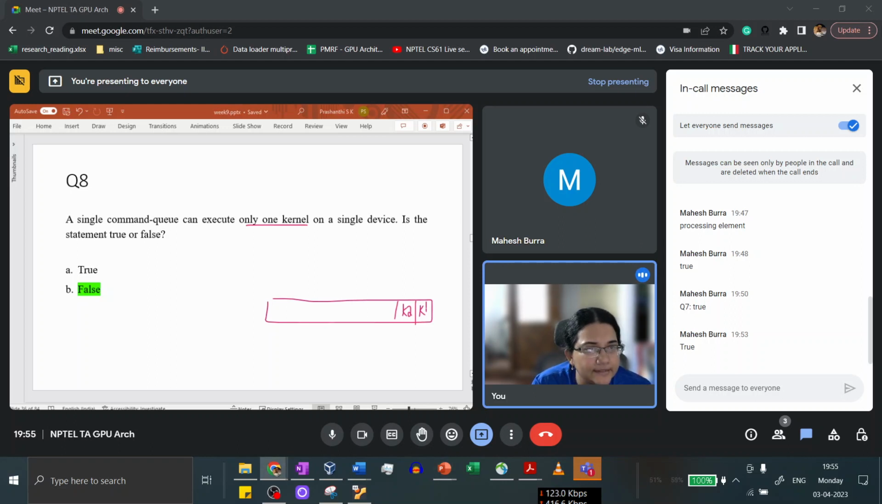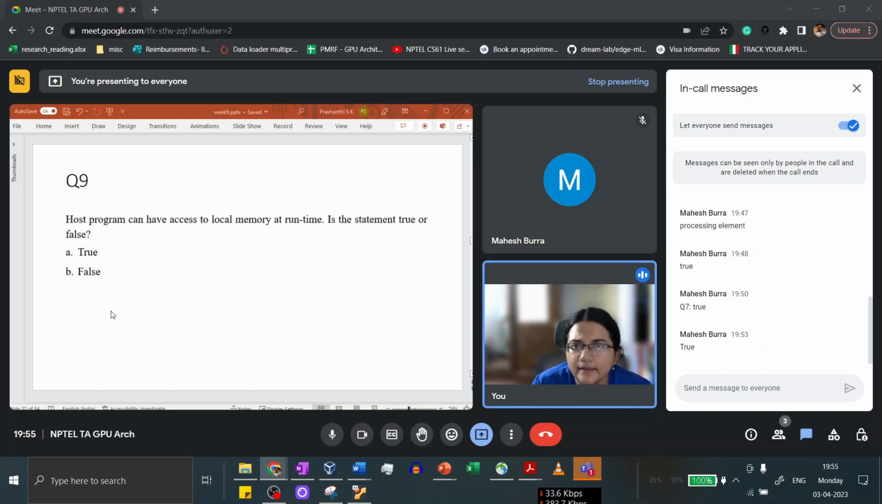Any doubts so far in any of the questions? If not, let's move ahead. Host program can have access to local memory at runtime. Is this true or false? Okay, we have an answer saying false. Yes, that is also correct. I think the memory model shows it very clearly. So you can look at that picture in case you have doubts. But host program cannot access the local memory at runtime.